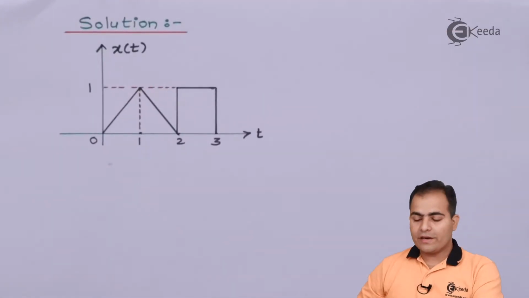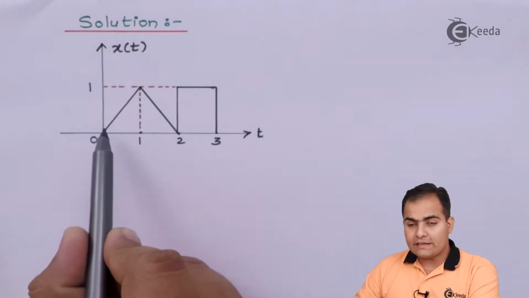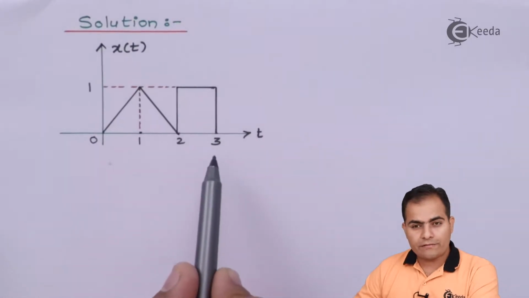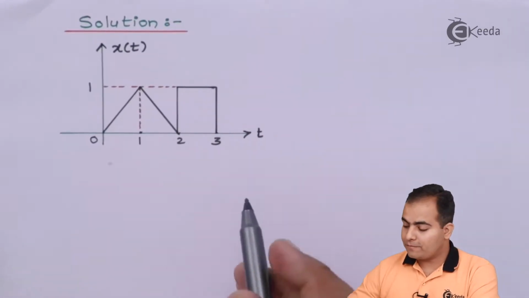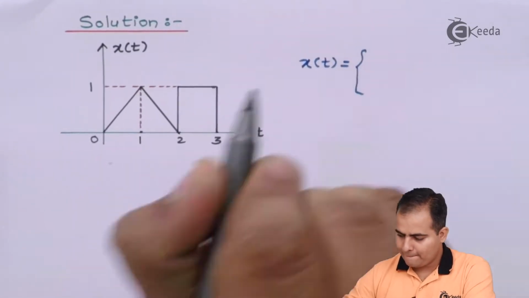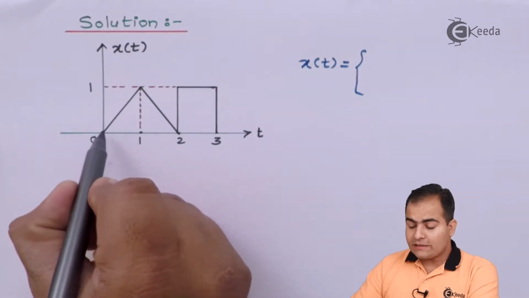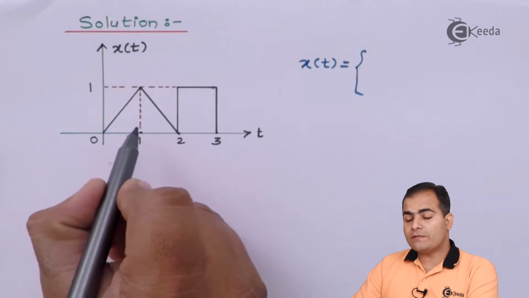Now look at here. In this question, as I told you earlier, it consists of two slopes or two ramp waves and one simple square wave. So first of all, I'm going to write the equation for this x of t. As I told you earlier, it consists of two ramp waves. First of all, try to calculate the slope of that ramp.